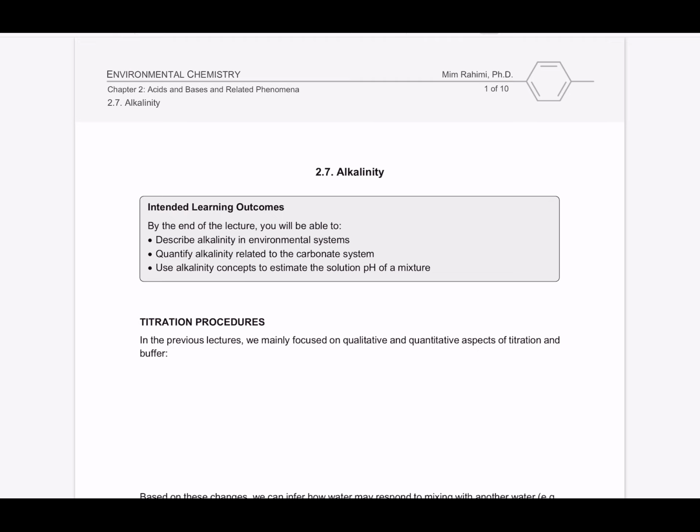Welcome to lecture 7 of chapter 2. Today we're going to talk about alkalinity, and this is aligned with the last two lectures, when we started talking about titration first, and then about buffers, and now about alkalinity. As you'll see, this is heavily connected to the last two lectures. So, long story short, alkalinity is kind of buffer capacity, but for a specific kind of system and pH range.